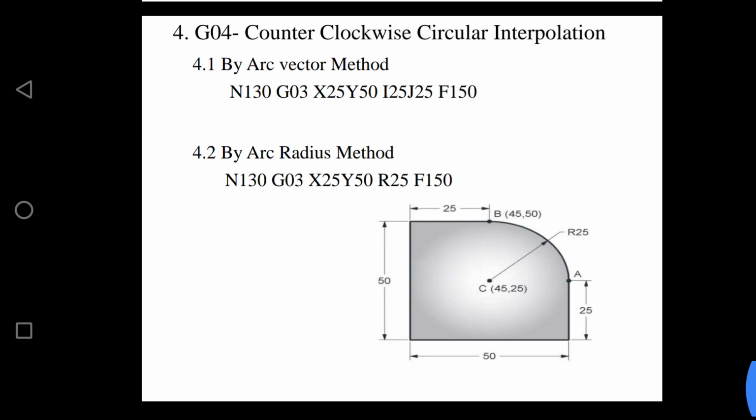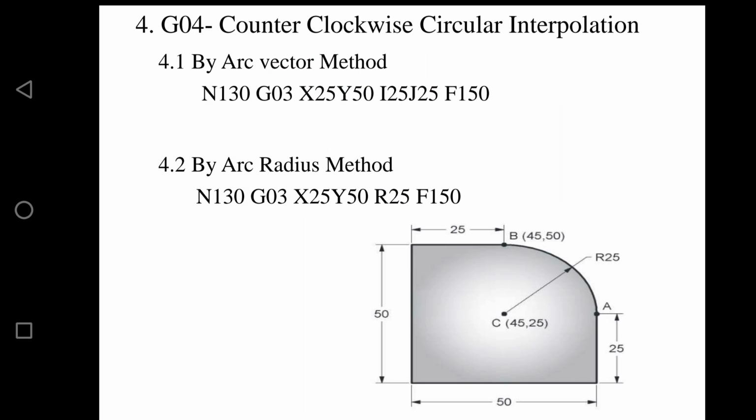The fourth one is the counterclockwise circular interpolation, G03 actually. Sorry, I changed it to G04 by mistake. That is not G04, that is G03. G03 is the counterclockwise circular interpolation. Same here, we have to take care that my tool tip is at the initial position, that is the point A. Here you can see we have a different figure. The initial position of the tool must be at the initial point, that is A.